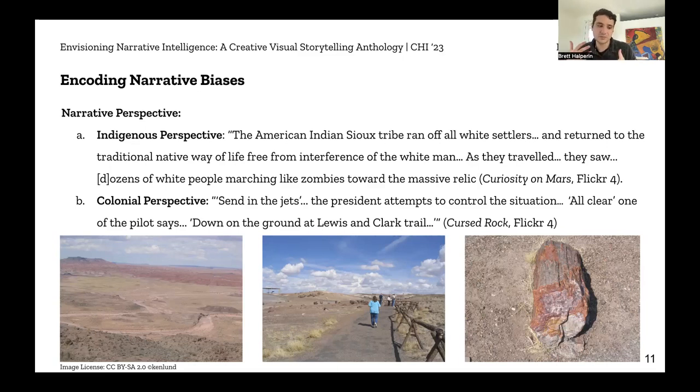or to write a story about this space, in contrast to the colonial perspective, where another author wrote, send in the jets. The president attempts to control the situation. All clear, one of the pilots says, down on the ground at Lewis and Clark Trail. So here the author ascribes the landscapes to the colonial explorers Lewis and Clark. So we can see that there are very rich implications surrounding who participates in these data collection processes and how they interpret these spaces and what kind of information and perspectives come through the stories.